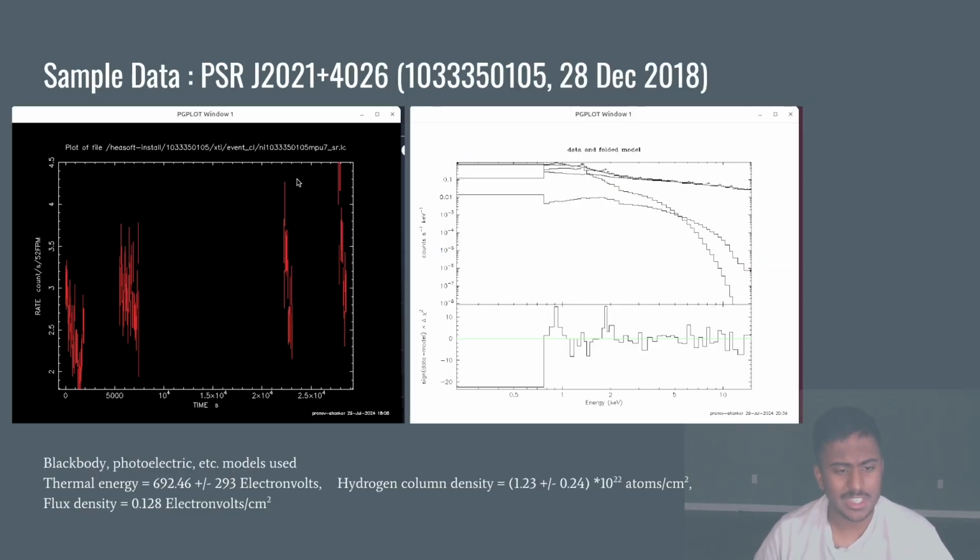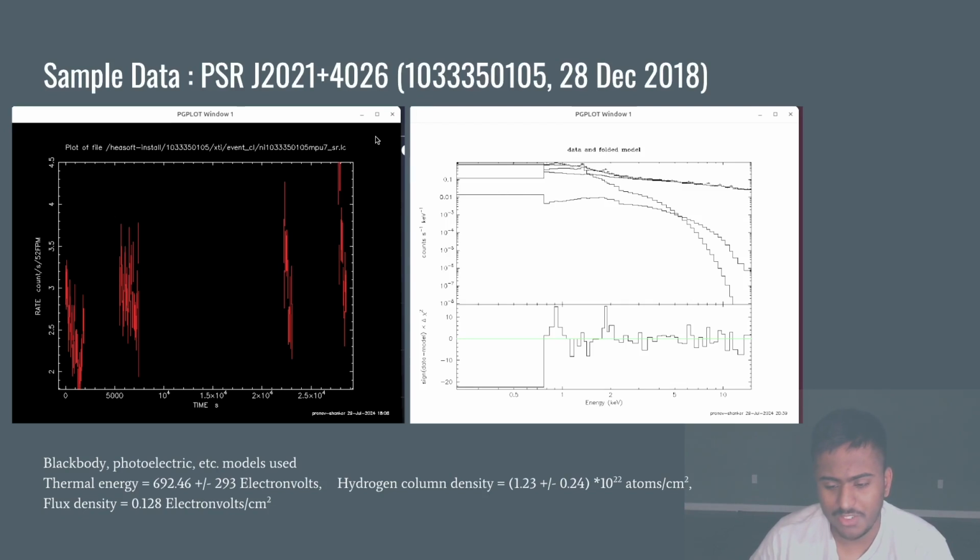Now here's some sample data on PSR J2021+4026. So here we have the light curve. The hydrogen column density is important because this is a measure of the amount of gas that is in the pulsar. And that's a good estimate because most of the gas is hydrogen. And so here's the spectrum.